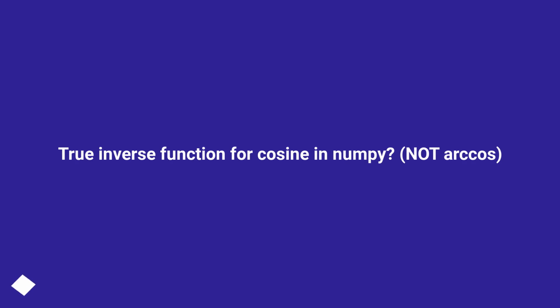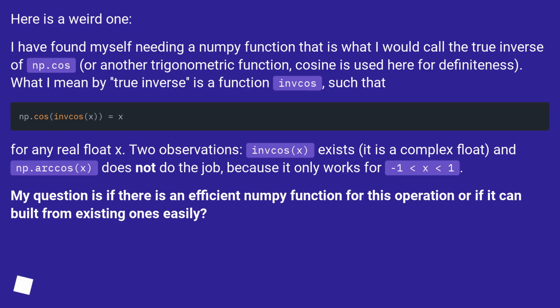True inverse function for cosine in numpy? Not arccos. Here is a weird one. I have found myself needing a numpy function that is what I would call the true inverse of np.cos, or another trigonometric function. Cosine is used here for definiteness.